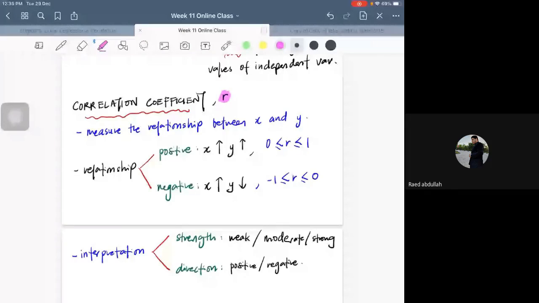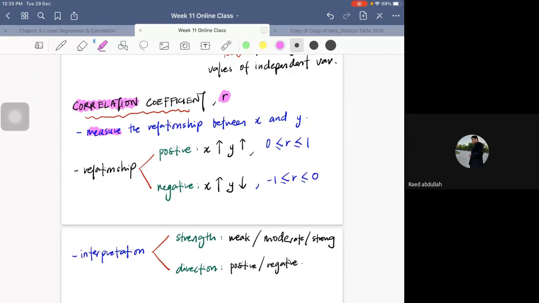So the name is correlation coefficient because this is a value that gives us the idea of the relationship between x and y. So it measures the relationship. How does it measure? If we want to know the relationship between x and y, it gives you a number that helps you figure out whether it is a strong relationship, a weak relationship, or whether there is a relationship at all. So it gives us the idea.